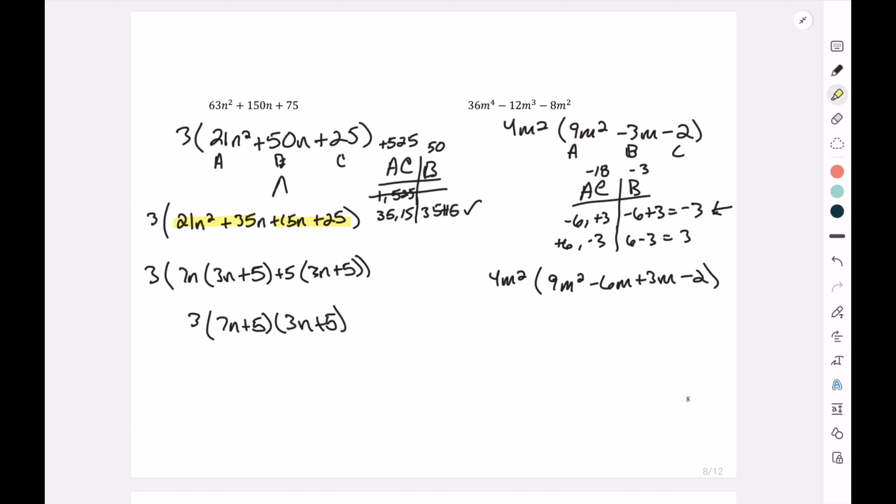We would be factoring by grouping again, with our first group and our second group. In the first group, we can see that we have a 3m in common. Pulling out a 3m, we are left with 3m minus 2. Since we want this 3m minus 2 to come back, we could just put a plus 1 and 3m minus 2. So our answer would be 4m squared in parentheses 3m plus 1 and 3m minus 2.